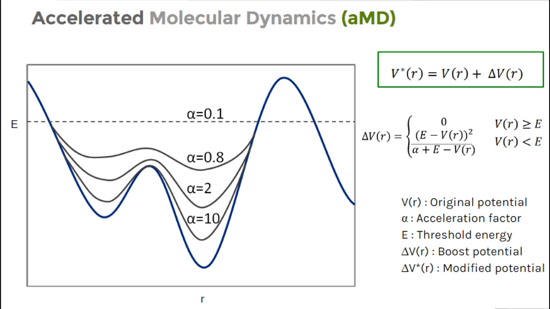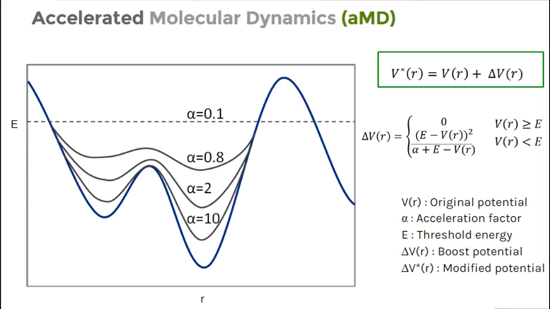But before going further, I would like to give a brief insight into what AMD is and why we use it. AMD is an enhanced sampling method that modifies the potential energy landscape by raising energy wells that are below a certain threshold level. So we have the blue curve in our plot, which is the energy landscape of the protein, and also the dotted line, which is the threshold energy defined by us.